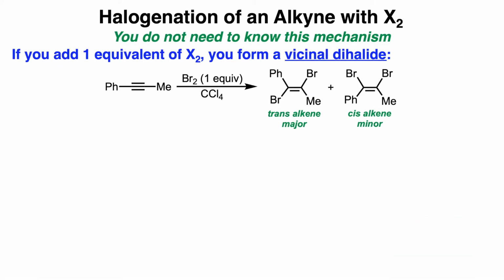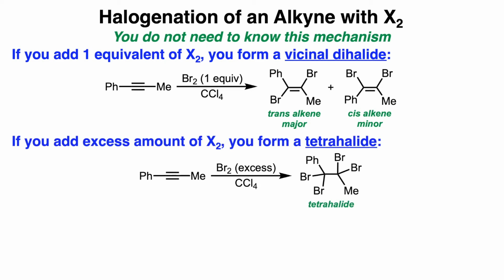So previously you learned that alkenes can react with either Br2 or Cl2 to produce a dihalide. Similarly, alkynes can undergo halogenation as well. If you add one equivalent of X2 in CCl4, you form both the trans and cis alkene, but the trans alkene is the major product. If you add an excess amount of X2 in CCl4, then two equivalents of X2 could add to form a tetrahalide where four halogens are added instead.